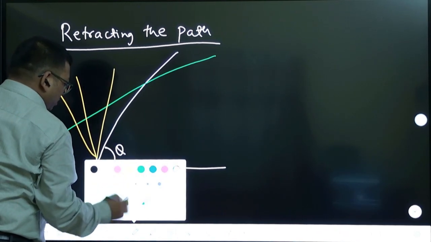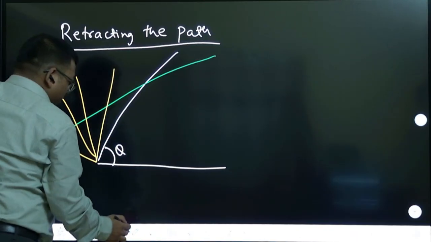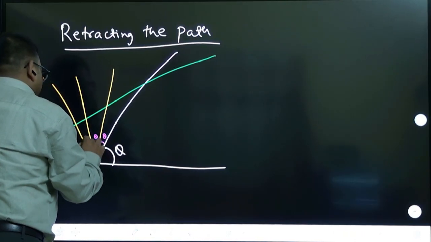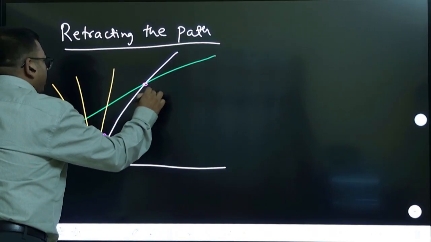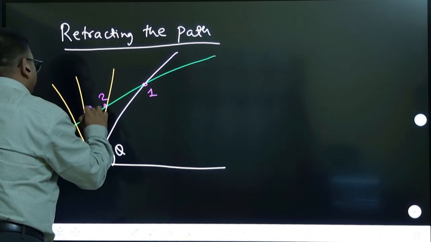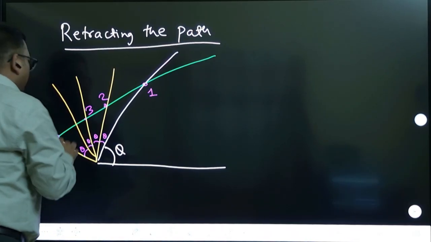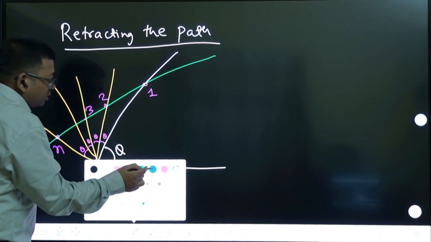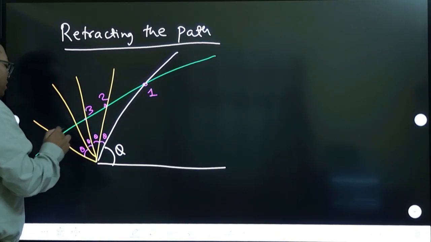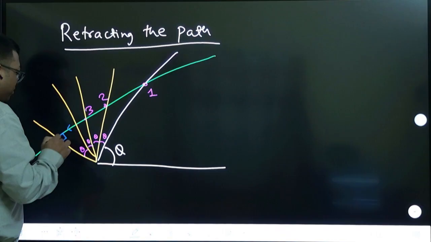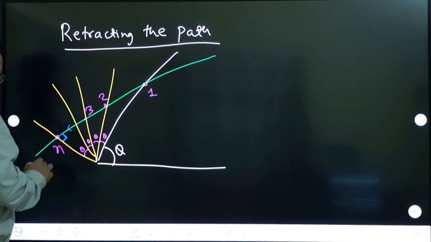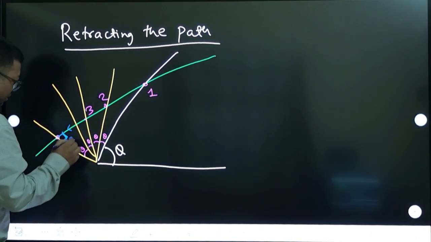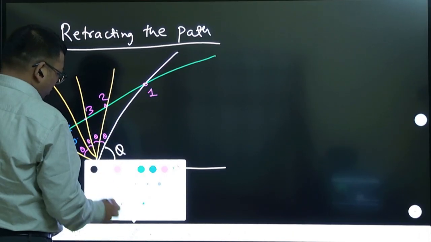Retracing means suppose all these angles are theta, theta, theta. Suppose this is the first point, this is the second point, this is the third point, and let us say the nth point. At the nth point, retracing happens. Retracing means it must be hitting at 90 degrees, so the angle with the mirror becomes 90 degrees. That is the condition for retracing the path.